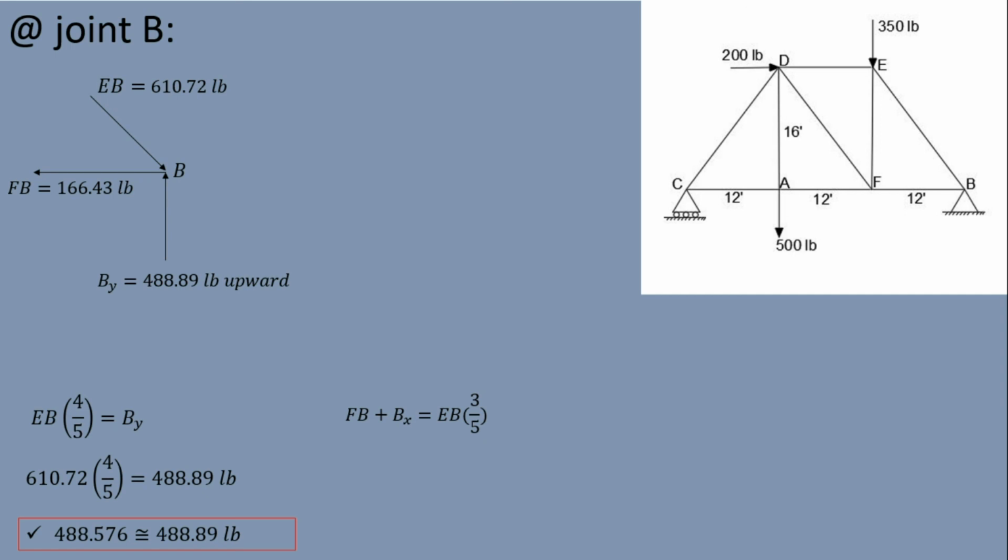So, yung BX ay nakuha natin kanina, 200. Hindi lang nailagay dyan sa drawing. Pero meron tayong 200 na BX. So, EB times 3 over 5. So, we have 166.43 pound plus 200 is equal to 610.72 times 3 over 5. So, dapat mag-equal sila. So, 366.4. Parehas naman sila 366.43. So, tama naman. So, meron na tayo mga ganyang forces. So, proof natin na tama.